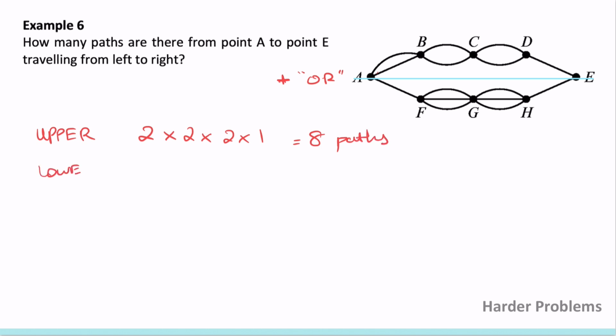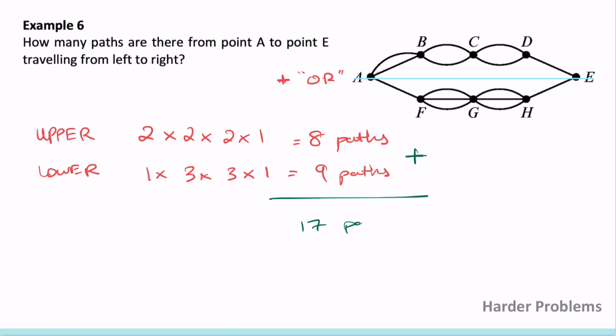And then if I consider my lower paths, I've got A to F is 1, F to G is 3, G to H is 3, and then H to E is 1. So in total, I've got 9 paths. Now I need to make the choice of whether I want to go from the top or the bottom. So I'm going to add these up, and it's going to come to 17 paths in total.